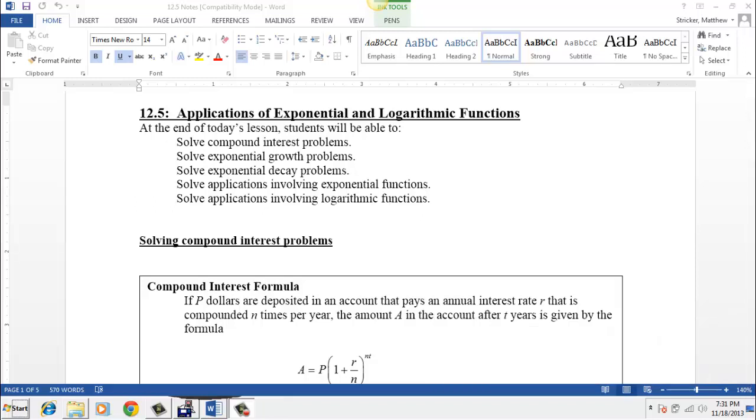Hello, this video covers section 12.5, and in this section we're going to be looking at some of the different applications of both exponential and logarithmic functions. I think it's one of the more interesting sections because many of the contexts that we are going to be looking at are things that we have experienced in the real world or have heard about. So the very first one is the idea of interest.